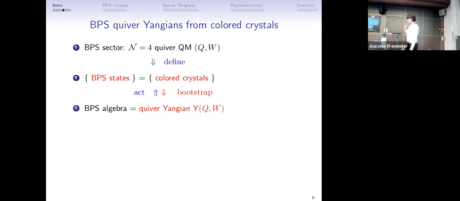Let me just tell you the results first. The BPS sector can be described by N=4 quiver quantum mechanics, so the information is a quiver and the superpotential. It turns out the BPS states have a very nice description in terms of a 3-dimensional colored crystal. Our strategy is that we fix, based on some ansatz, how the BPS algebra acts on this set of crystals. Once we have that, we can derive the algebra from the action. So in some sense, it's a bootstrap technique.